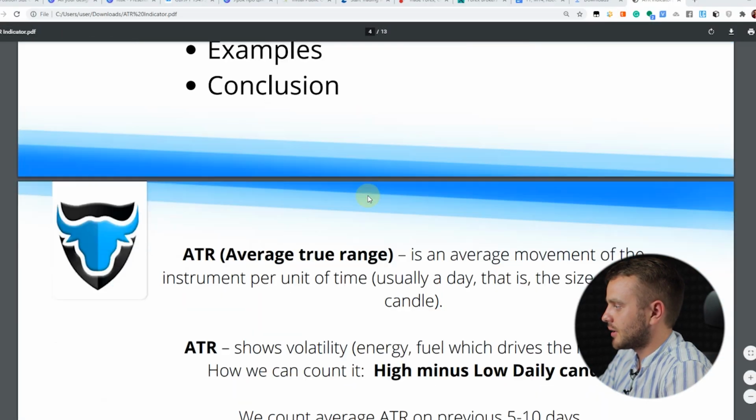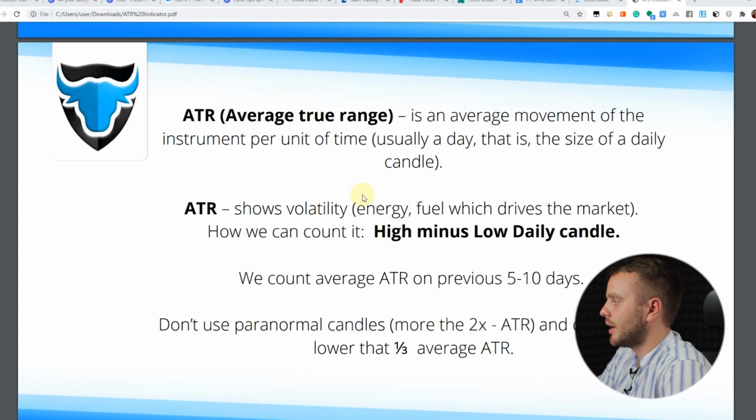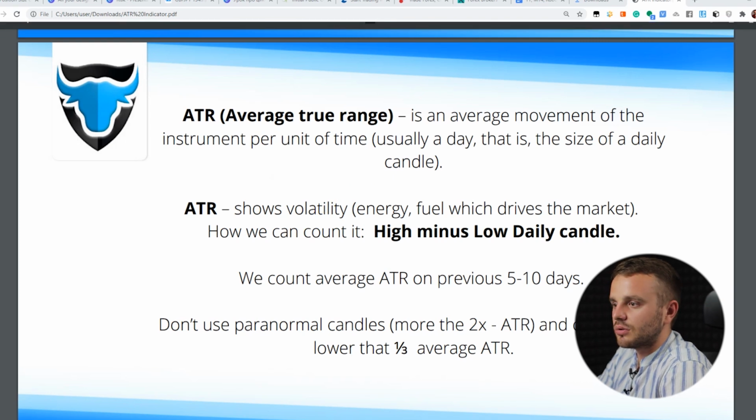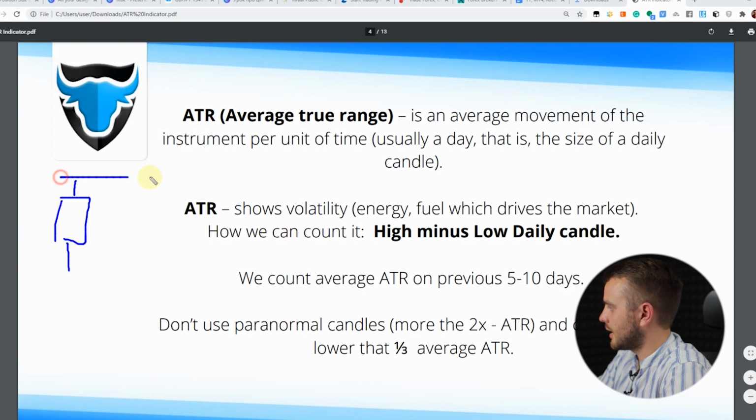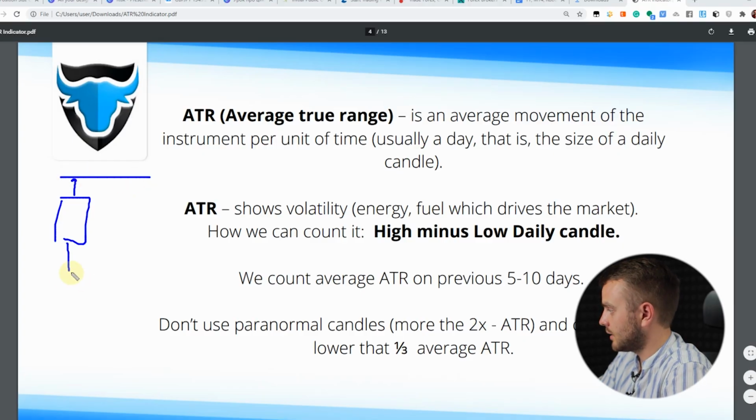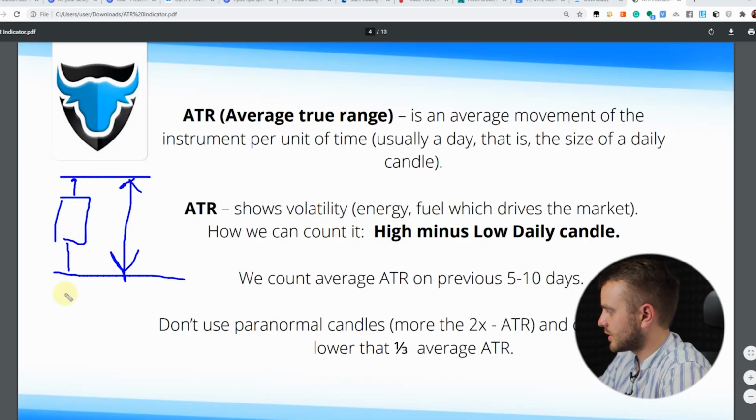What is ATR? ATR is the average daily move of some instruments. Mostly I use ATR per day on the daily candle because it shows me average volatility. And how do we calculate it? It's very simple. We have a daily candle, we use the high of the tail and the low of the tail, and here is our ATR. It is our ATR, how many pips. I will show you examples.